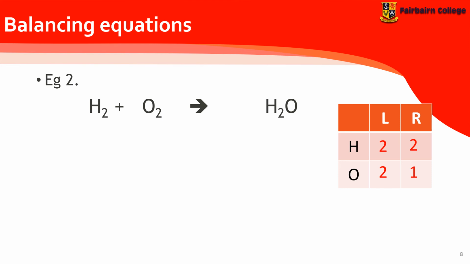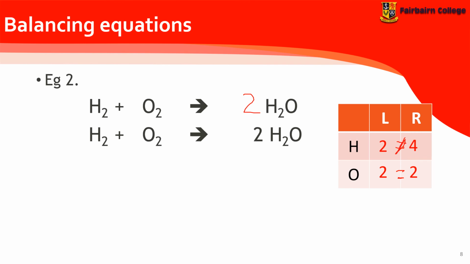So what do we need to do? We need to increase the number of oxygen on the right hand side. And again, there's only one way we can do that, by adding a 2 in front. So if we do that, then hydrogen becomes 4 and oxygen becomes 2. So now we've balanced these two. That's equal now. Oxygen is equal, but hydrogen is not equal. So we need to balance this.